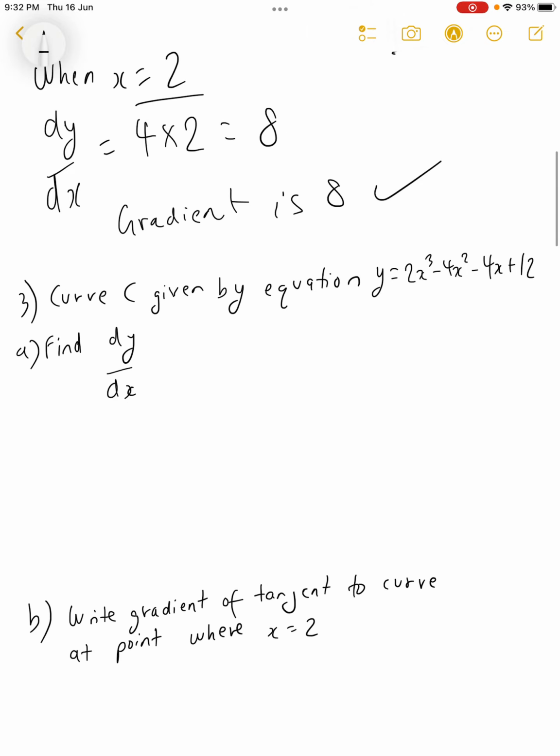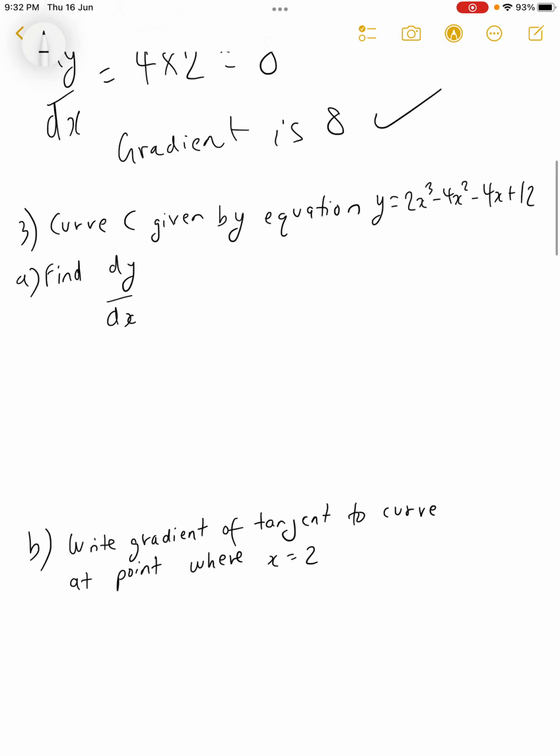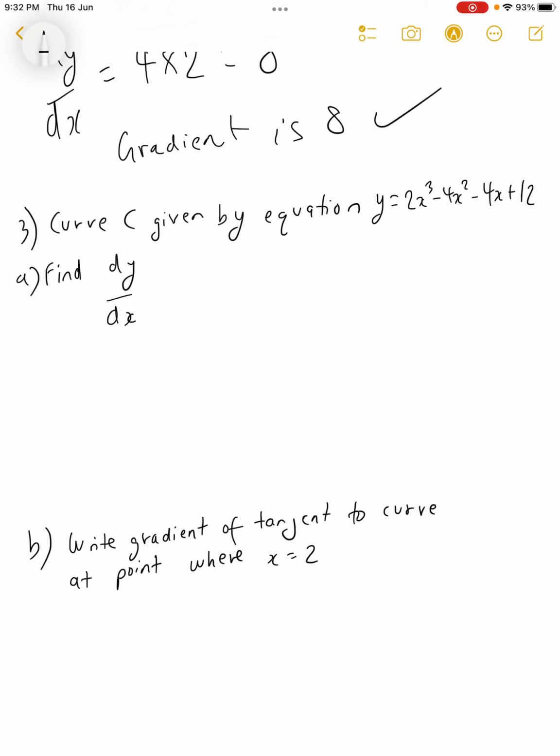Your next question, so the gradient is 8 over there, alright? Now curve C is given by the equation y is equal to 2x cubed minus 4x squared minus 4x plus 12. Find dy by dx. Now, this is a pretty long equation, so what I'm going to do is write this down as well. So you have 2x cubed minus 4x squared minus 4x plus 12.